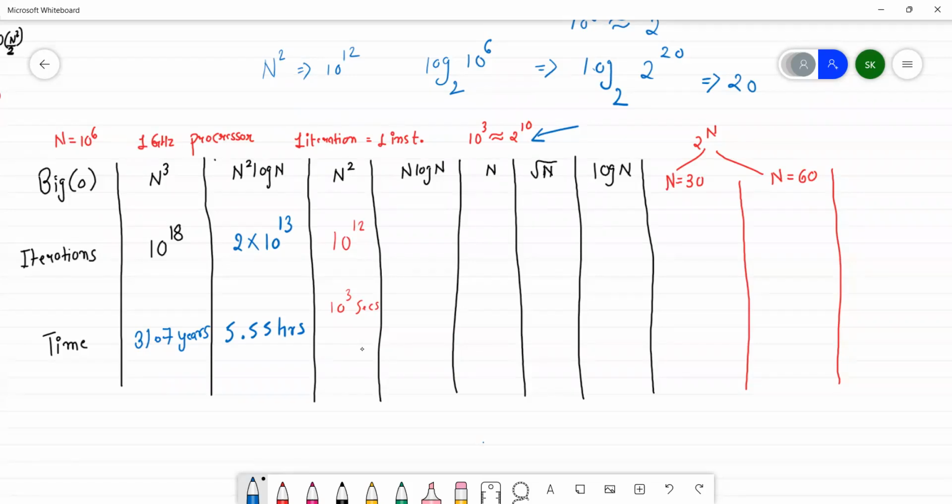It's approximately 16.66 minutes, so I'll just write it as 16.67 minutes. Then n log n will be approximately, now you know that log n value is coming out to be 20. N was 10 to the power 6, so it will be 2 into 10 to the power 7. Next, what will be the time for this?